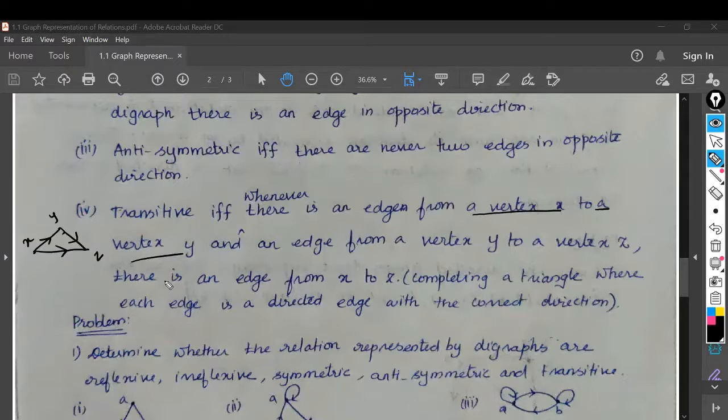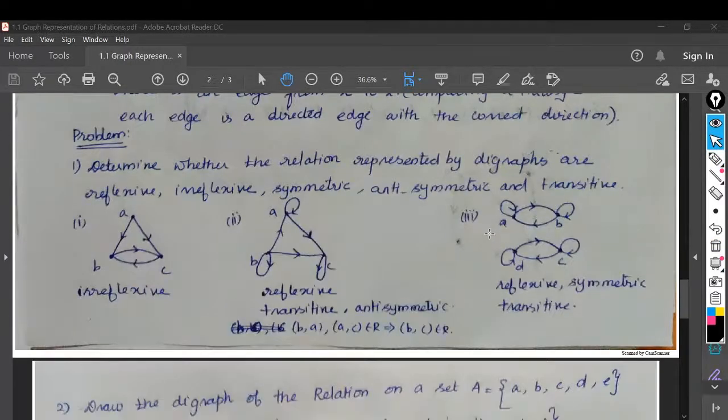If all the three conditions hold, then in that case the graph will be an equivalence relation. So let us get into the problem. Determine whether the relations represented by the digraphs are reflexive, irreflexive, symmetric, antisymmetric, transitive, and so on. So this is the first graph.